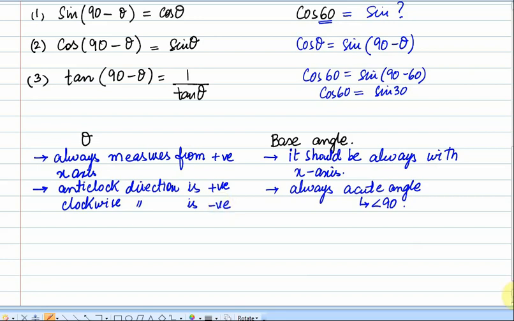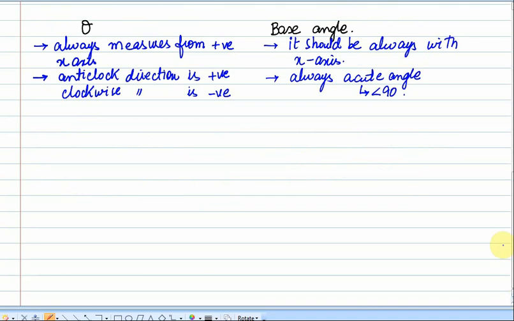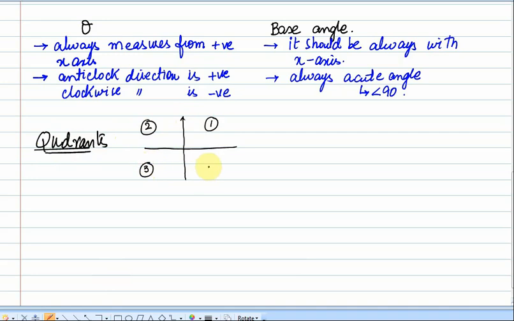Done. Alright. Now in Addmath, we will study the concept of quadrants, or you can refer to them as general angles. Now what are quadrants? These are the quadrants: that is your first quadrant, second quadrant, third quadrant and fourth quadrant.